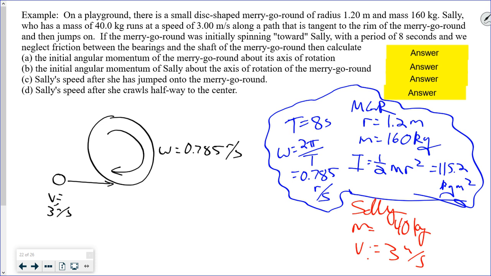So this is kind of a collision, right? She's going to, in essence, collide with the merry-go-round, and it looks like it will probably slow the merry-go-round down. Doesn't that make some intuitive sense, hopefully? Okay.